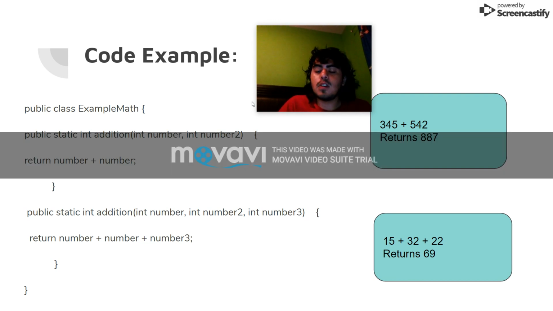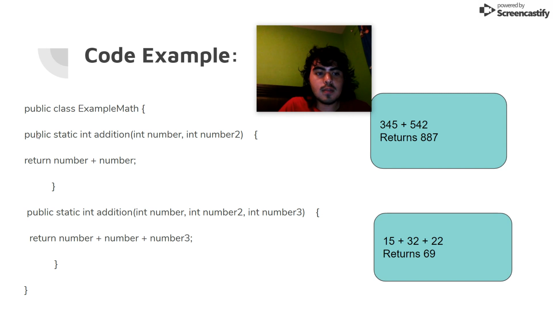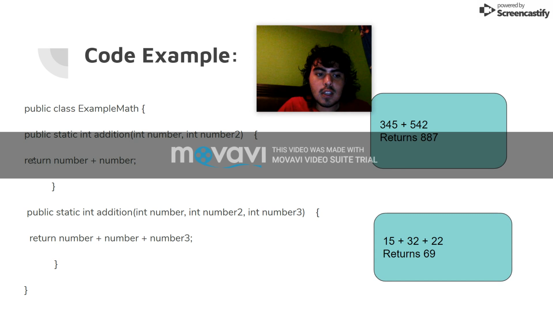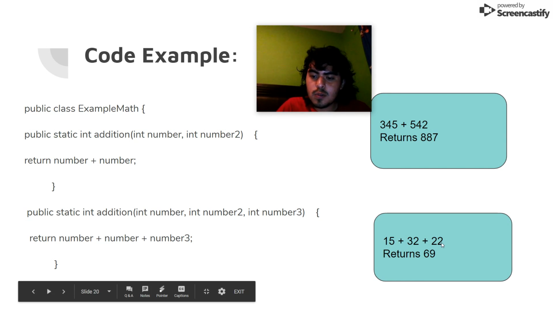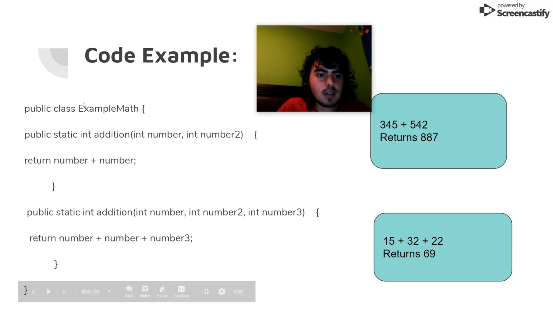So here's an example of overloading in code. Here we have public class ExampleMath, public static int addition with int number1 and number2. Down here we also have public static int addition with int number1 and number2, but it has int number3. This one would obviously add and return number plus number. So 345 plus 542 is 887. And our second one, 15, 32, 22, gives a number like 69.